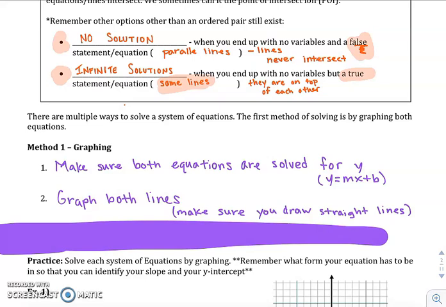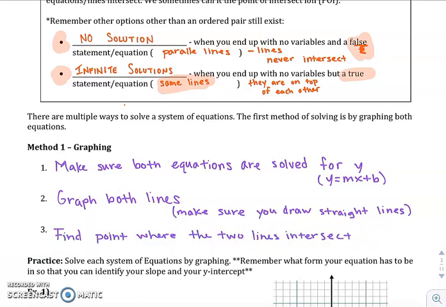Since you're trying to find a specific solution, it is important that you draw and use straight lines. You don't want to just casually scribble something down. You're trying to find an exact solution, and those lines need to be straight. Wherever they intersect, that point is going to be your solution. So graph both lines, find where they intersect, and then you'll have your ordered pair that makes both your equations true.